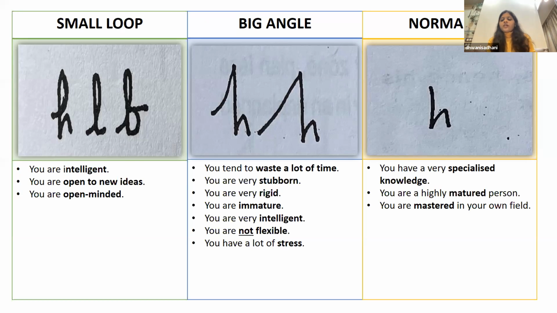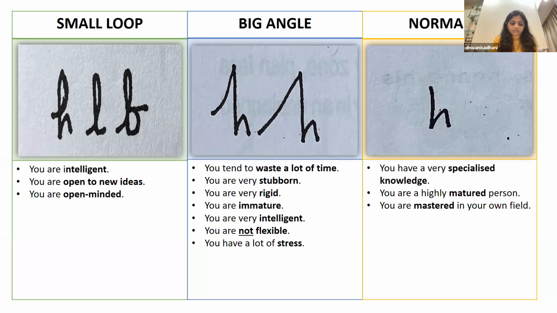You're very rigid. You're not at all flexible. You're very stubborn. You're very immature. But angles also mean smartness. Always remember in graphology, angle always means sharpness and stress. So the more pointed your angle is, the smarter you are and the more stressful you are. Because there is a huge angle, it means these people are extremely intelligent, but they're not flexible and they have a lot of stress. Always remember angle in graphology means smartness and stress.